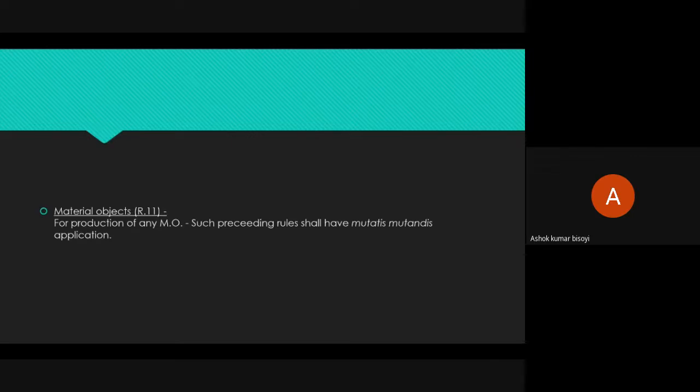It is showing something, it is showing a fact, it is a representation of a fact. But a material object can be anything. A gun, the production of a gun is necessary for just decision of a case, or the production of a particular seized item is necessary. That is a material object.